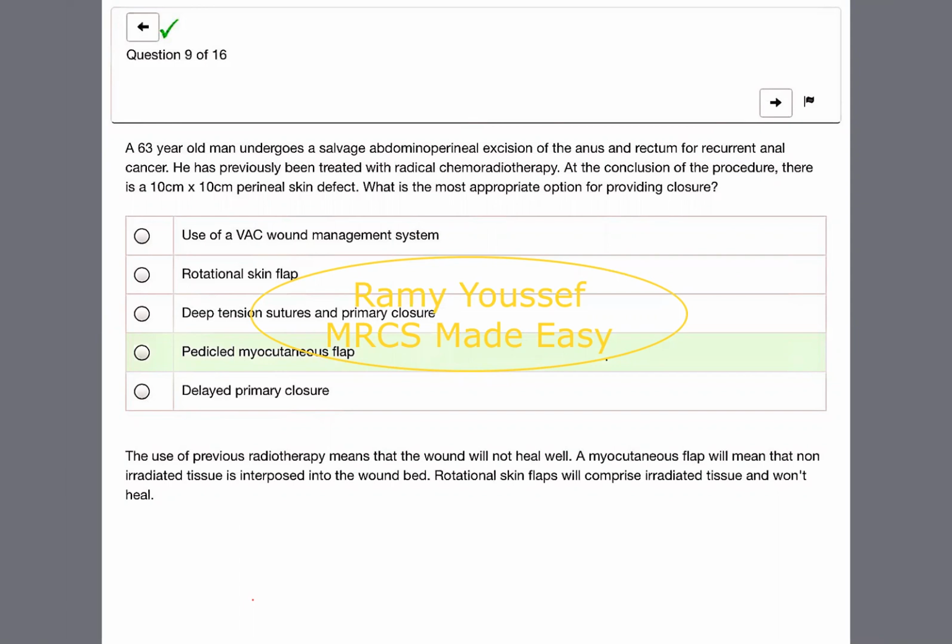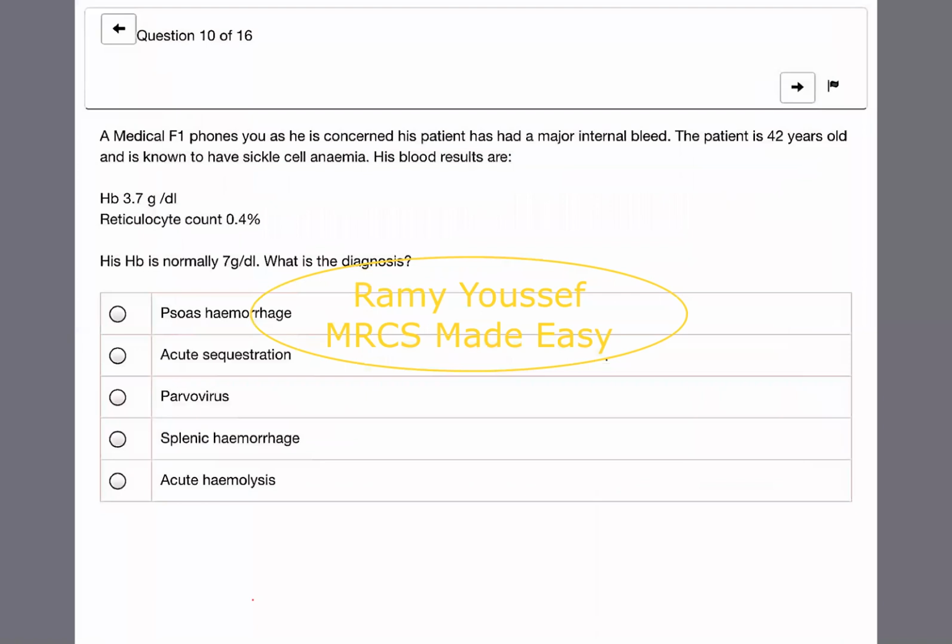Next question. A medical F1 phones you as he is concerned his patient has had a major internal bleed. The patient is 42 years old and is known to have sickle cell anemia. His blood results are hemoglobin 3.7 g/dL and reticulocyte count is 0.4%. His hemoglobin is normally 7 g/dL. What is the diagnosis? A, Swashbuckler hemorrhage. B, acute sequestration. C, parvovirus. D, splenic hemorrhage. E, acute hemolysis.